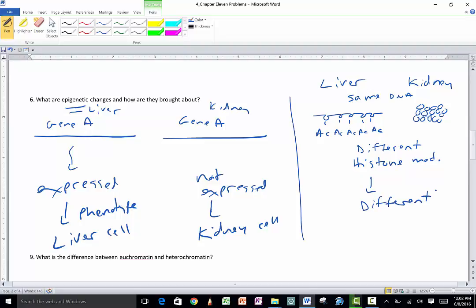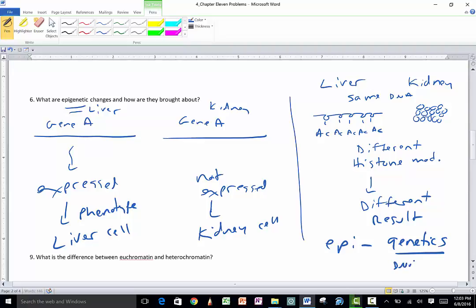But it's not the DNA that's giving you the different result. It's this histone modification. So genetics means the DNA. What's the DNA doing? Epigenetics means what else is going on. What in addition to the DNA?